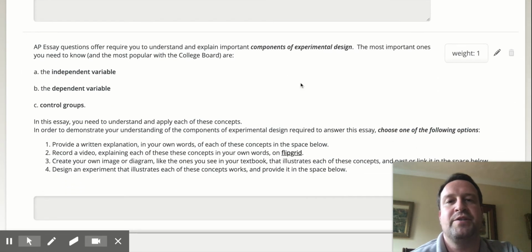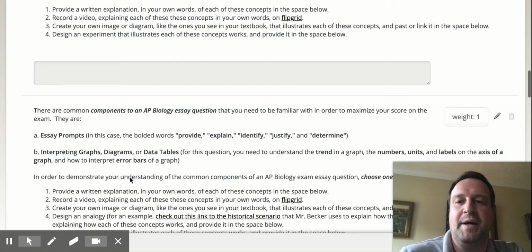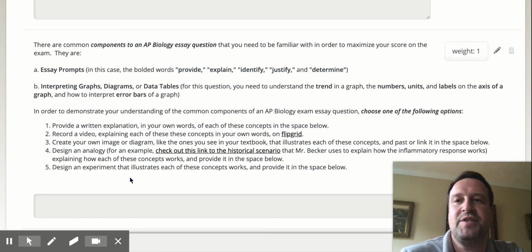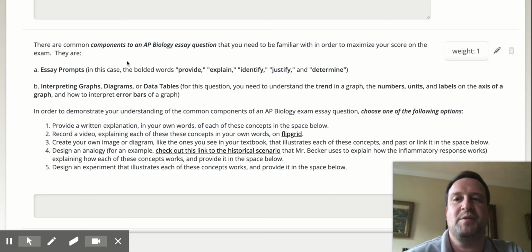The second one is around components of experimental design. Similar list of options here for demonstrating their learning, but designing an experiment takes the place of analogy in this case. The third option, again, similar, but has to do with the actual mechanics of how AP Bio essays work, the kinds of prompts that they're given.